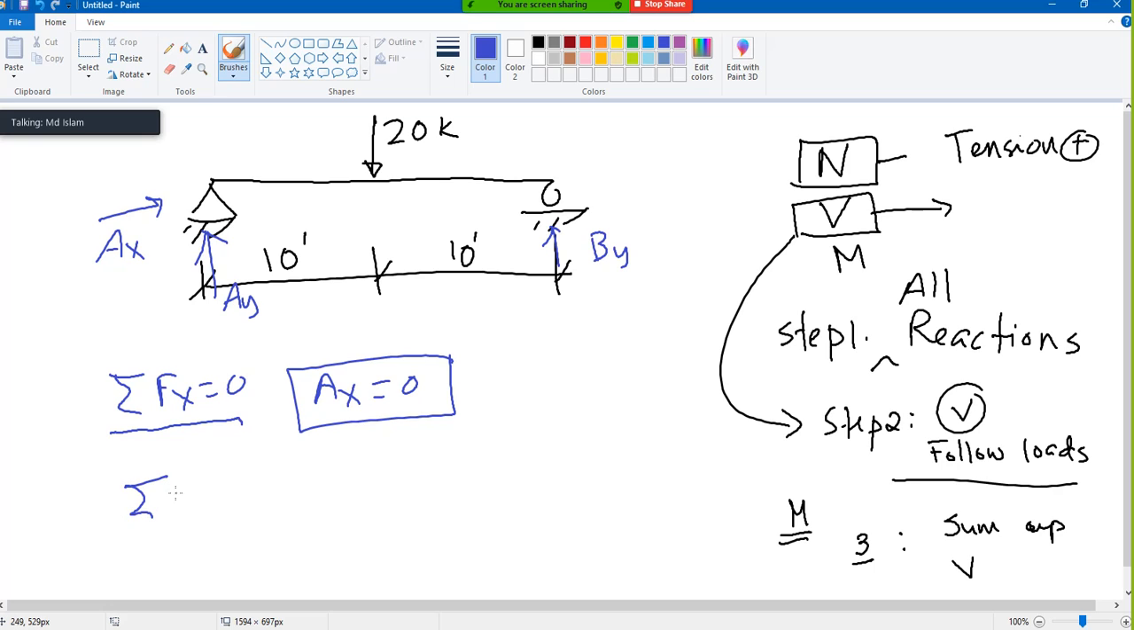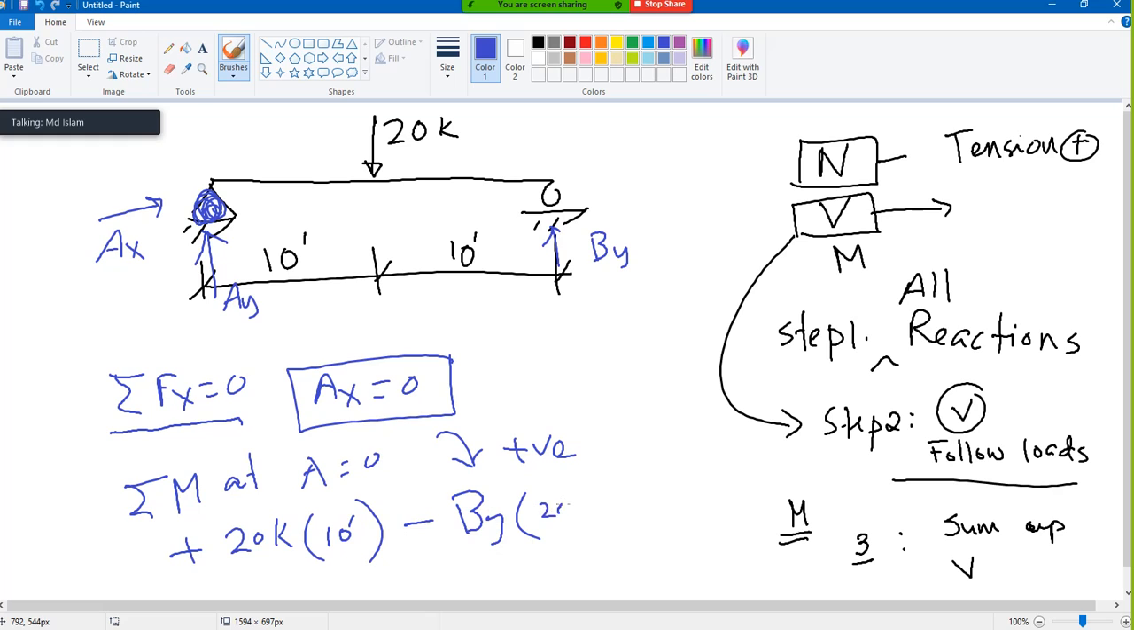Now if I apply summation of moment at A equals 0, with clockwise moment positive: my first force is 20 kip, distance is 10 feet, and it is positive because clockwise. The next force, By, will give me counterclockwise moment with respect to point A. The distance is 20 feet. Now if I solve it, I will get By is 10 kip.